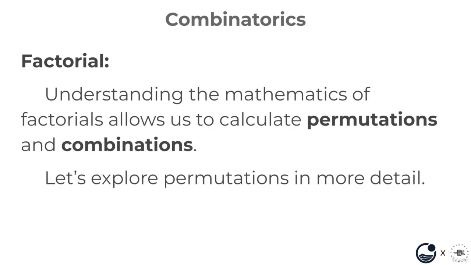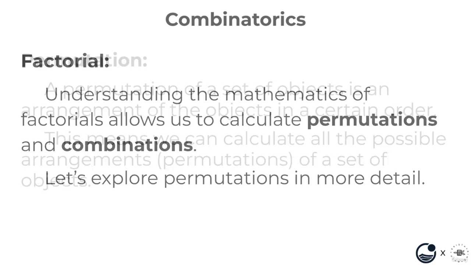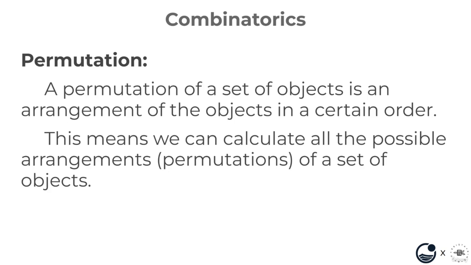So understanding the mathematics of factorials allows us to calculate permutations and combinations, which directly allow us to answer some of those business challenge decisions at the very start of this lecture. Let's begin by exploring permutations in more detail. A permutation of a set of objects is an arrangement of the objects in a certain order. The key words here are arrangement and certain order. This means we can calculate all the possible arrangements, or in other words, permutations, of a set of objects.